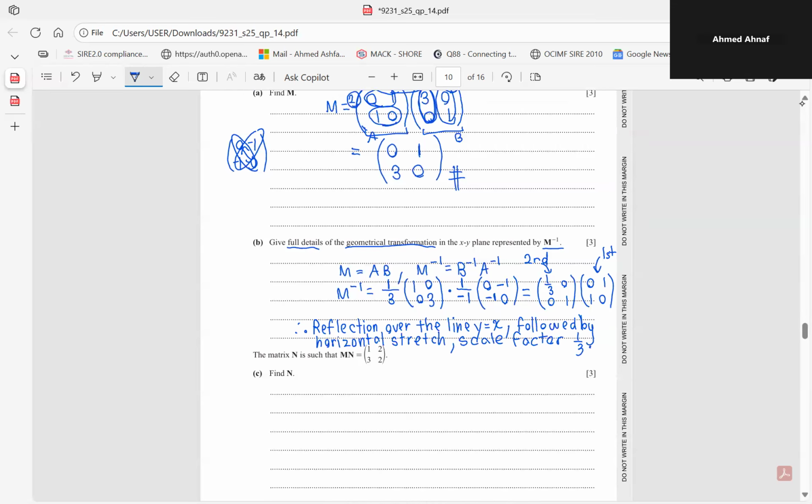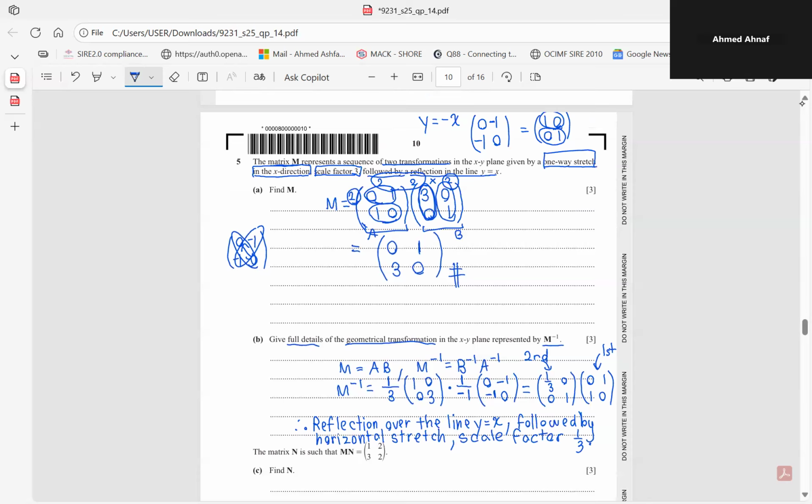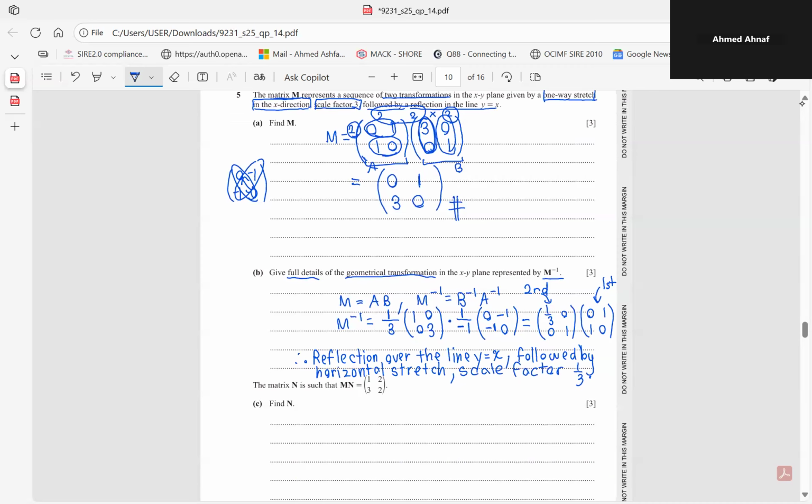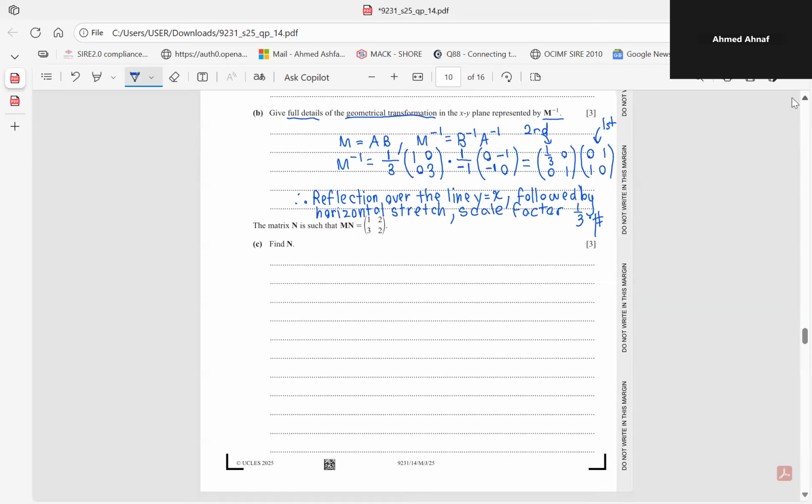If you realize, it's basically the opposite of the transformation represented by M. But if you don't remember, you can always do this process to be extra sure of your answer. So this is our final answer for this part. Let's head on to the next part.